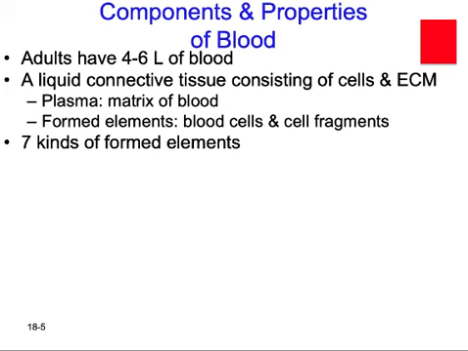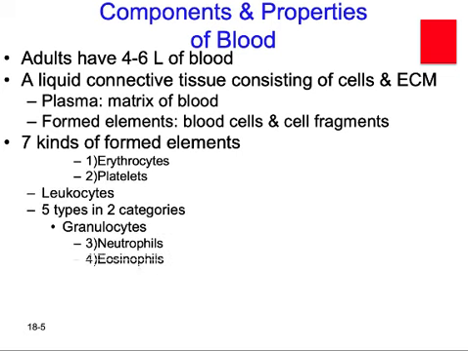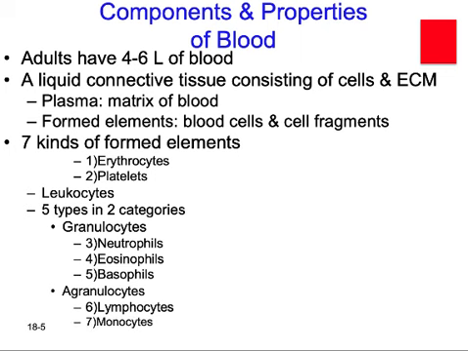And then suspended in the plasma are the formed elements, which are the red blood cells, the white blood cells, and the platelets. We call the red blood cells erythrocytes, the white blood cells leukocytes, and the platelets we call thrombocytes. Now, among the leukocytes, there are 5 types, and they fall into 2 categories. The granulocytes are made up of the neutrophils, the eosinophils, and the basophils, and the agranulocytes are the lymphocytes and the monocytes. Now you might wonder, what do you mean granulocyte and agranulocyte? What are you referring to here?